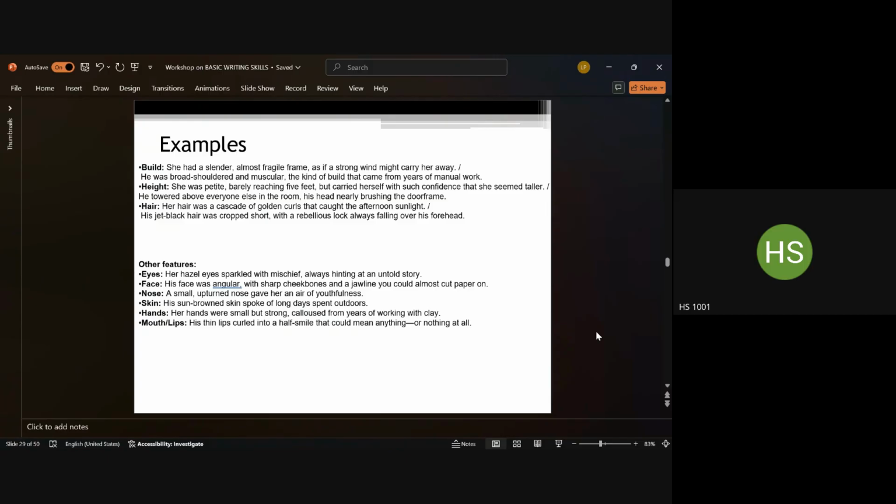Just read through these sentences. The first one is about build. These are sample sentences. So: she had a slender, almost fragile frame, as if a strong wind might carry her away. Now, the second part of it: as if a strong wind might carry her away.